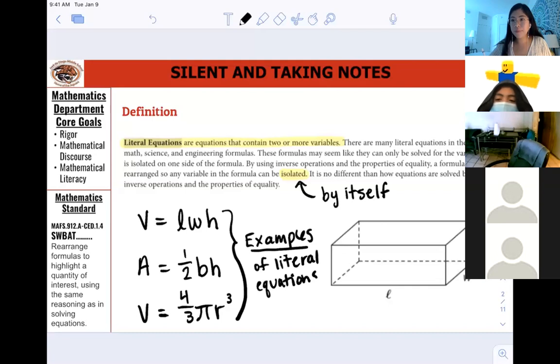Wait, Miss. Is the third one, there's only one variable. Is pi a variable? Pi is not a variable, but there are 2 more. There's V and there's R. The V at the front, that's a variable. Oh, volume. Yeah.